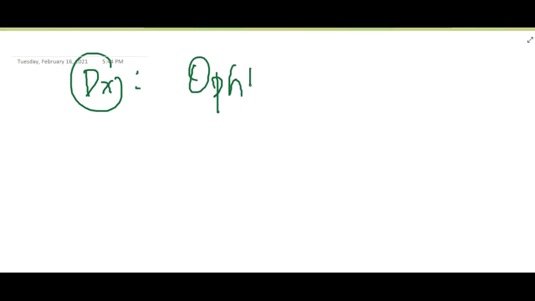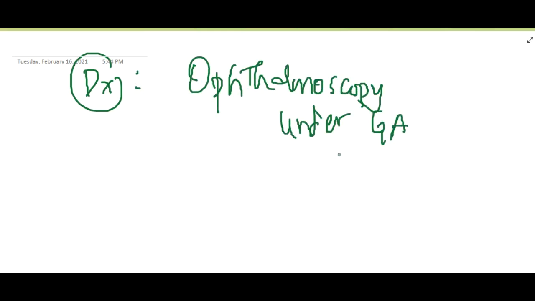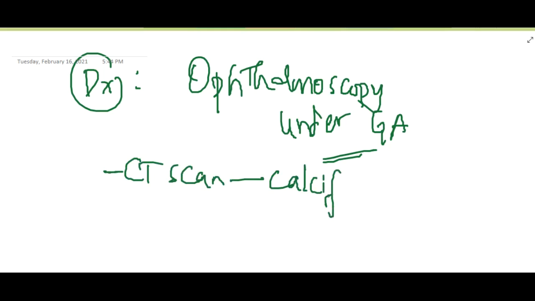The diagnosis of retinoblastoma is done with the help of an ophthalmoscopic examination under general anesthesia. This is the mainstay of diagnosis. Then a CT scan will demonstrate the calcification, whereas we also do MRI.